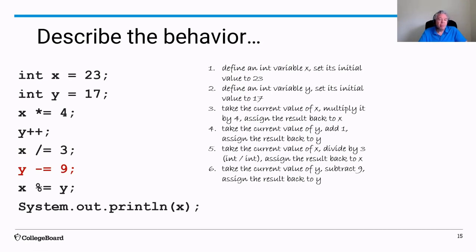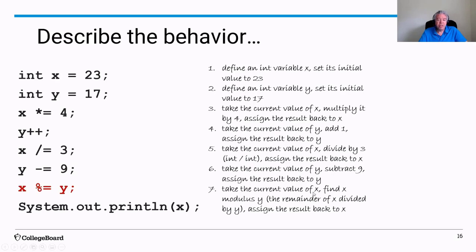And then finally, we're going to use our modulus equals. So we're going to take the current value of x, find x modulus y, which means we're looking for the remainder of the current value of x divided by the current value of y, and we're going to assign the result back to x. And then finally, the very last line, we're going to display the current value of x to the screen. Okay, everybody get all that okay?